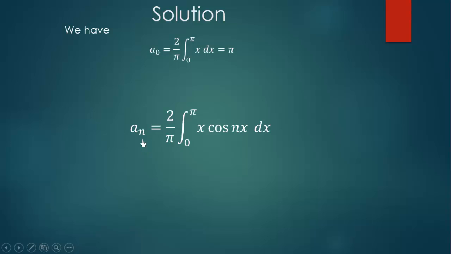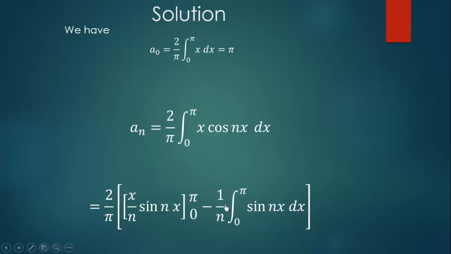Then the next thing we do is we find a sub n. So our a sub n is going to give us this expression, that is this integral. Now this is going to be evaluated using integration by parts. So using integration by parts, we get this expression for our integral. Now this is going to give us 0. And on substitution, we're going to get 0 for this. Then we are left with this to evaluate.